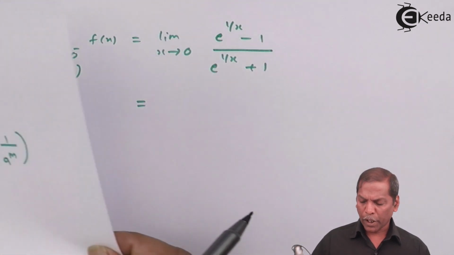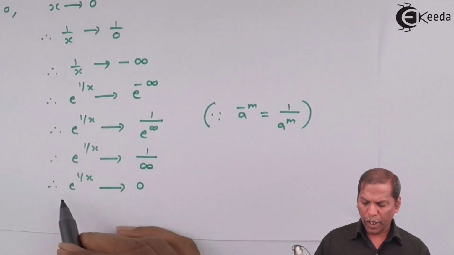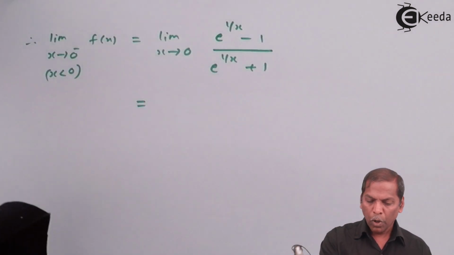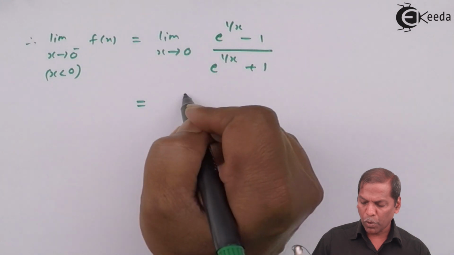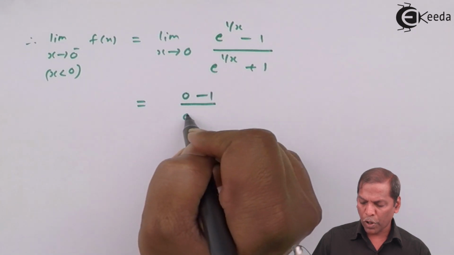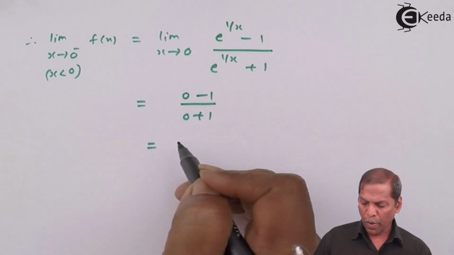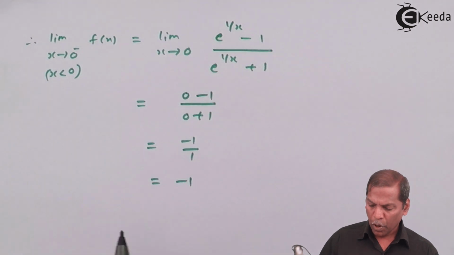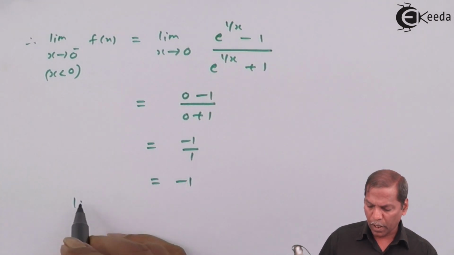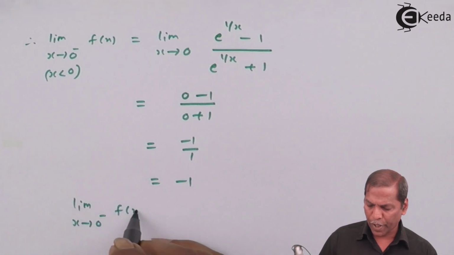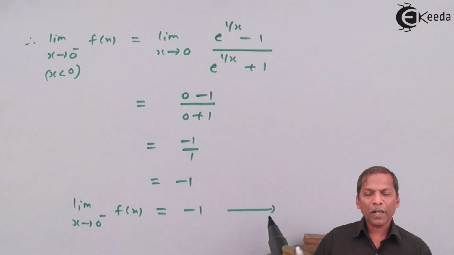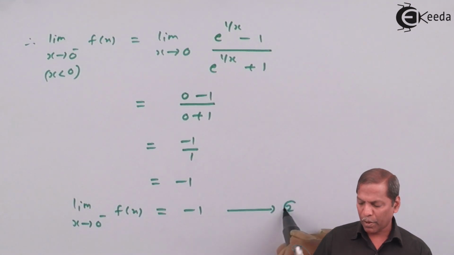Now we just proved as x tends to 0, e raised 1 upon x tends to 0. So the next step is 0 minus 1 upon 0 plus 1. So we have the answer minus 1 upon plus 1, that is minus 1. In this way we get the left hand limit, limit x tends to 0 minus f of x, equal to minus 1. Let us denote this as equation number 2.